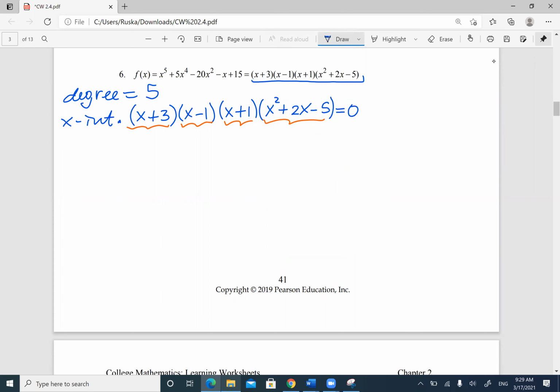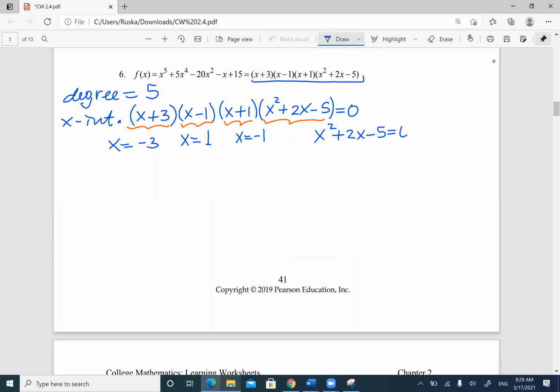And obviously, if I solve x + 3 = 0, what is x? The opposite: negative 3. The next one is x equals the opposite of negative 1, which is 1. The next one is x equals the opposite of 1, which is negative 1. And then we're going to try to solve x^2 + 2x - 5 = 0.